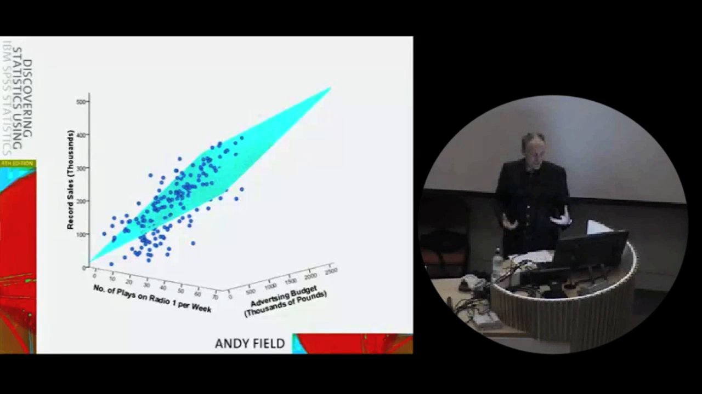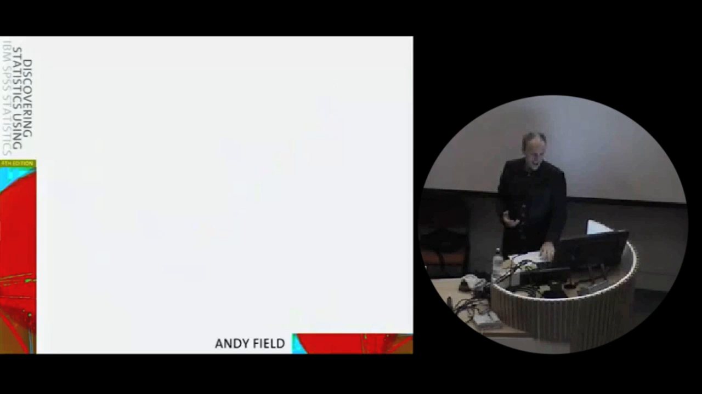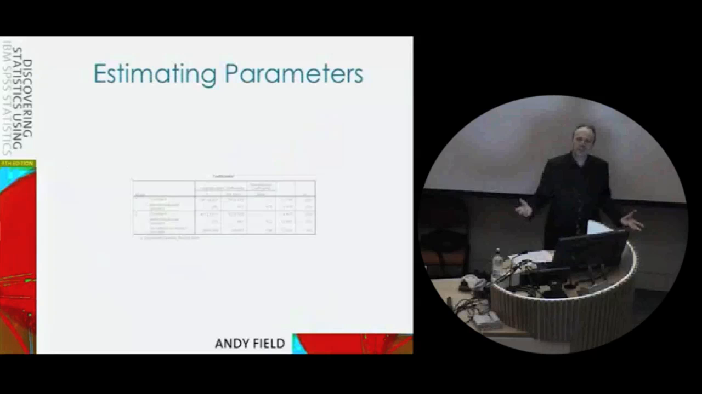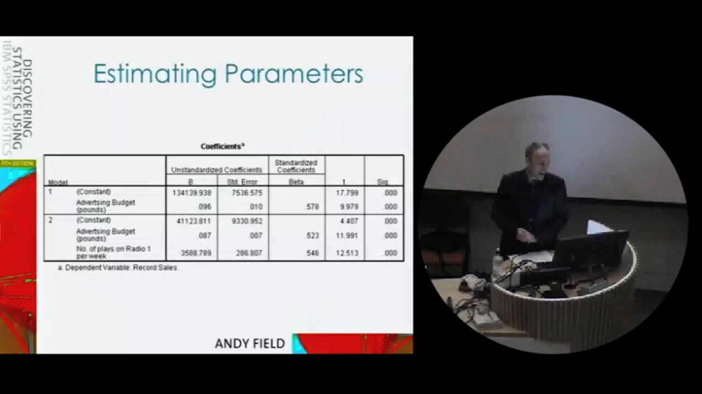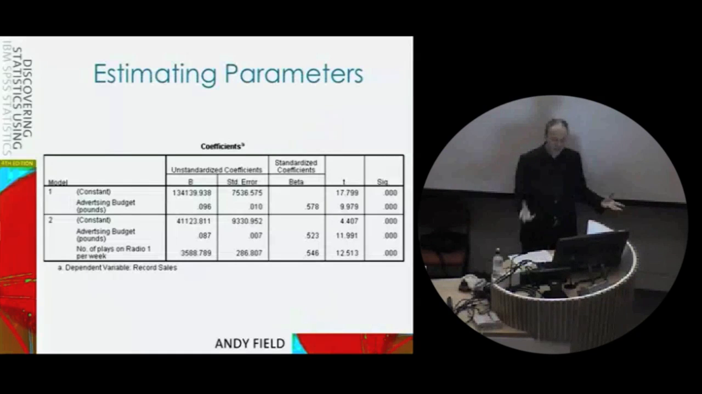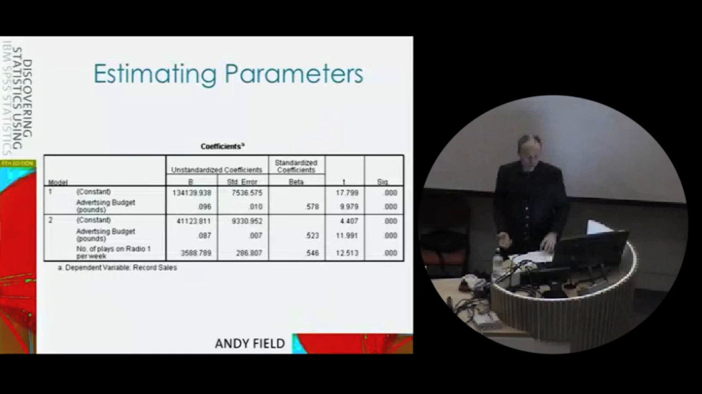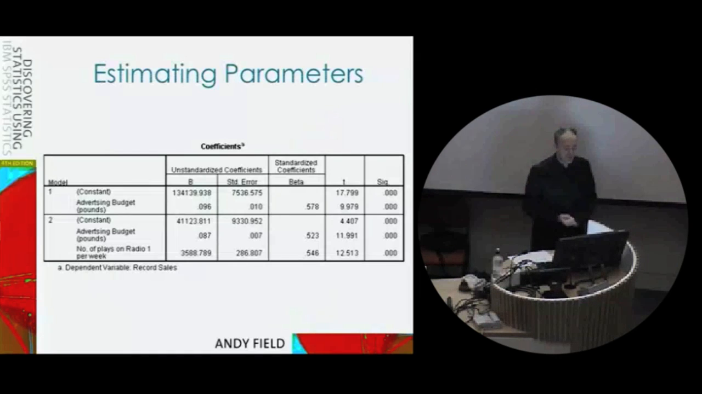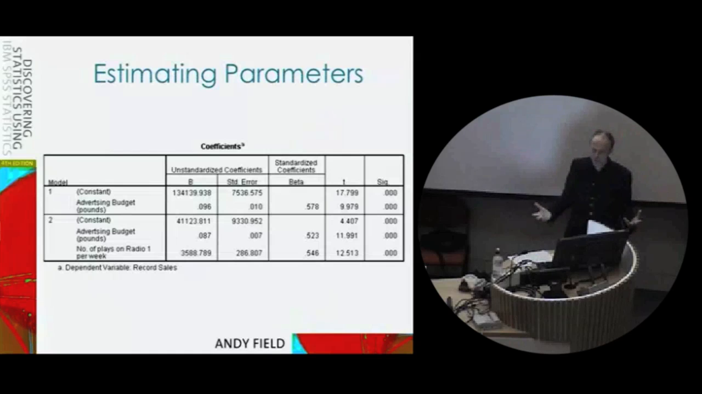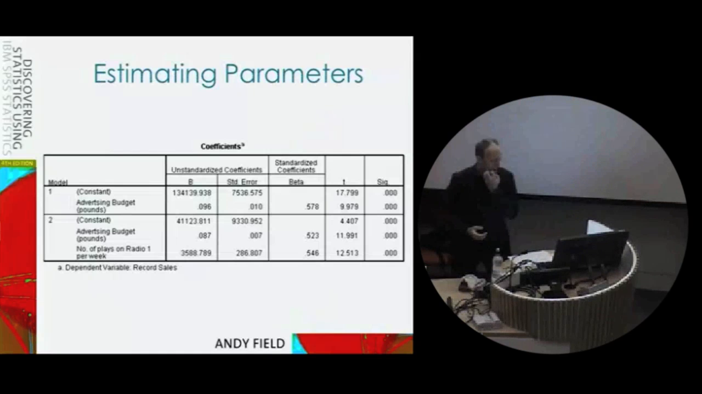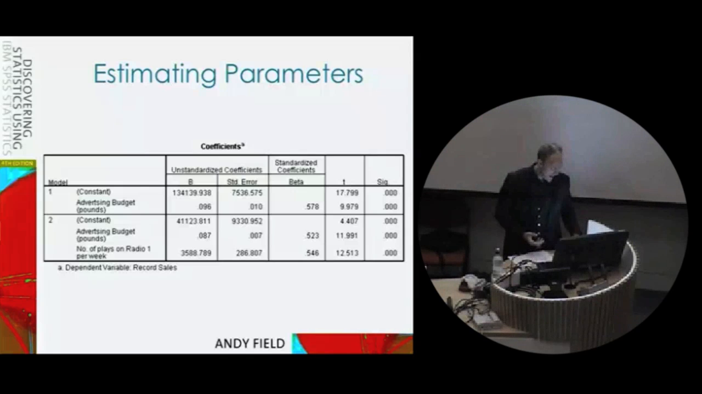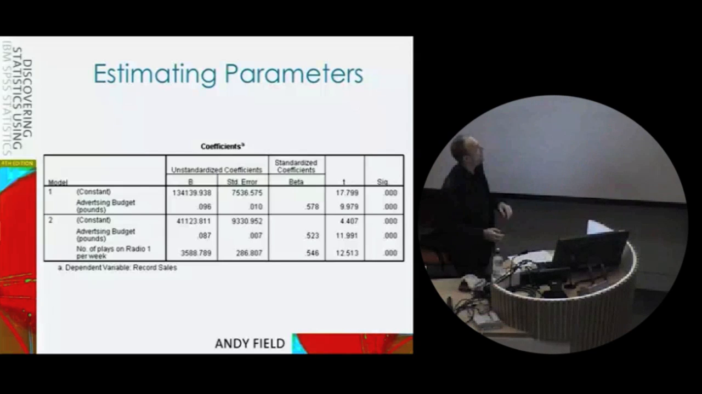So moving on from this, we've looked at the pretty pictures, and we're now going to have a look at how we actually use the model. It's the same example. We're just trying to predict how many albums we can sell based on how much money we spend advertising it and how many times we get it played on the radio. Hopefully what you would have done in your practical class last week is a bit of this on SPSS, going through some examples.